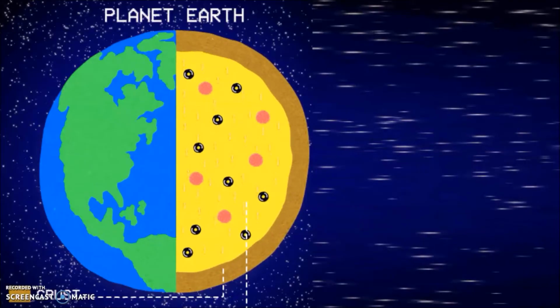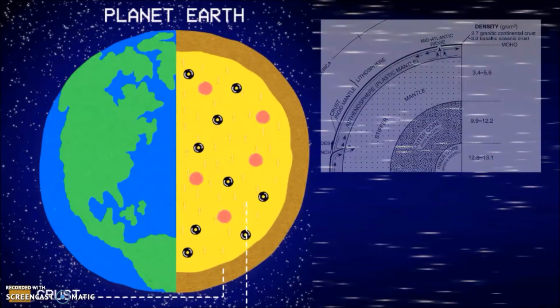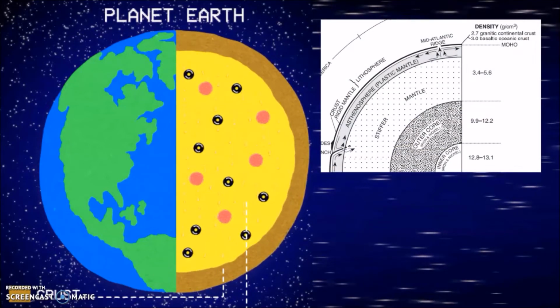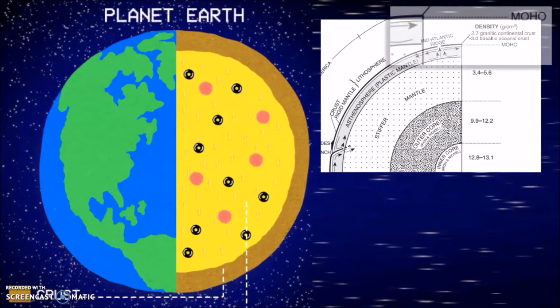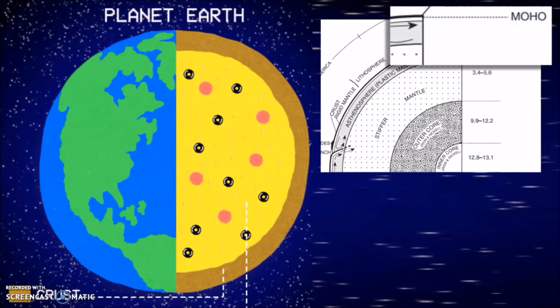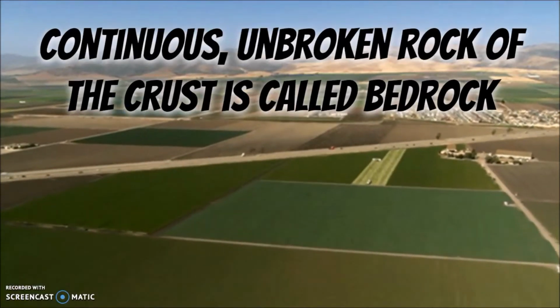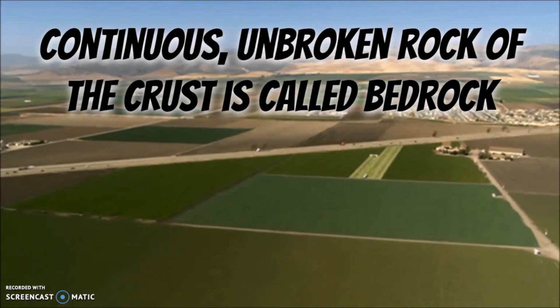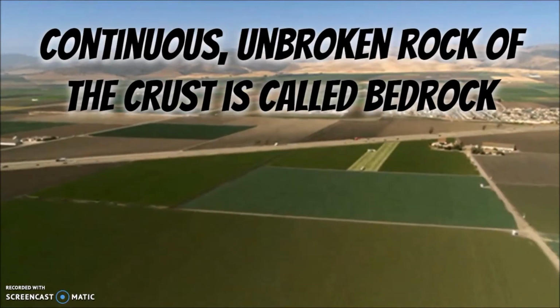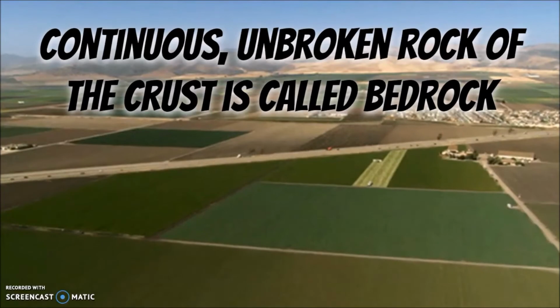The first thing is that the surface of the Earth is just a tiny portion compared to the rest, and the surface is going to be different than the layers underneath it, or discontinuous. This separation is called the Moho, based on Mohorovičić's name, and shows us the separation between the top and the rest of the layers. The top layer is the thinnest, and it's called the crust. Continuous unbroken rock of the crust is called bedrock.